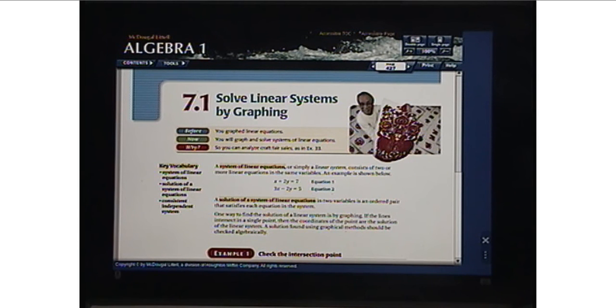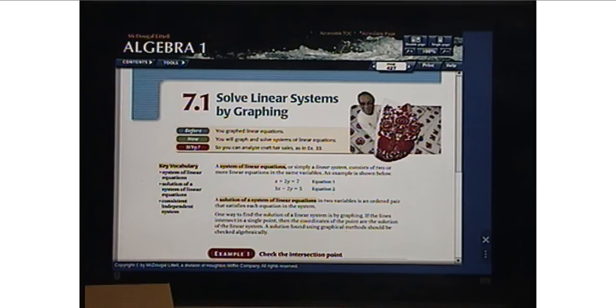So we are in chapter 7 and we're going to talk about linear systems. And this specific lesson will be about solving linear systems by graphing. So again, this is lesson 7.1. And definitely I'm going to give you some main ideas that you have to write down.